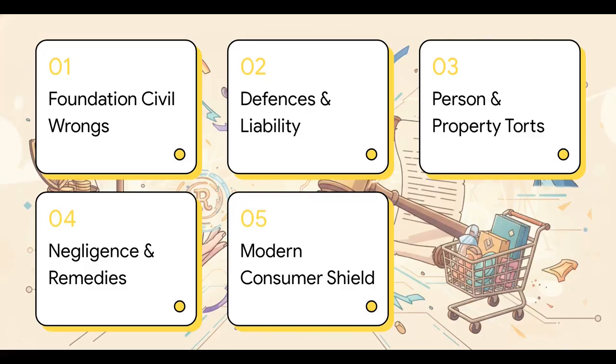So, here's our roadmap for today's masterclass. First, the foundation of civil wrongs. 2, defenses and expanding liability. 3, torts against person and property. 4, reputation, negligence, and remedies. And finally, 5, the modern consumer's shield.